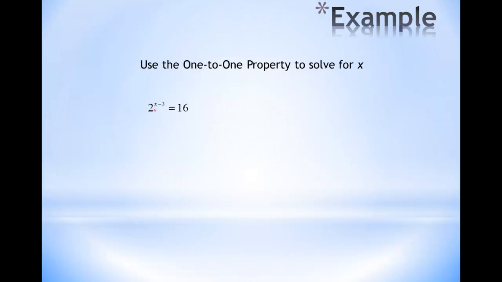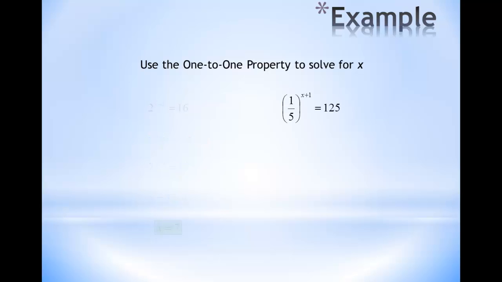If I have 2 to the x minus 3 is equal to 16, we have an equation here and we want to solve it. What I want to try to do is get the bases to be the same. I can rewrite 16 as 2 to the 4th. So 2 to the x minus 3 is equal to 2 to the 4th, which means that x minus 3 has to equal 4, so x is equal to 7.